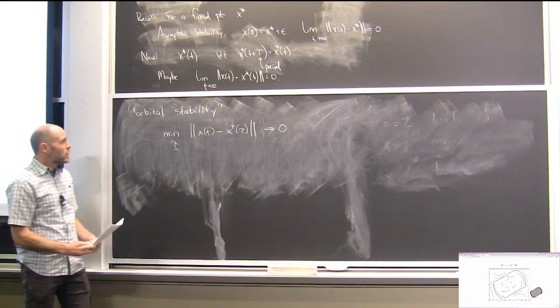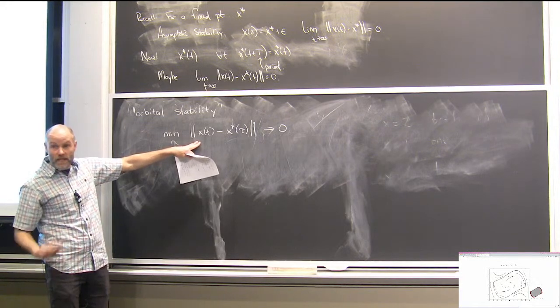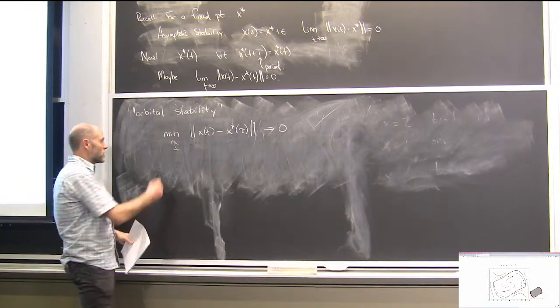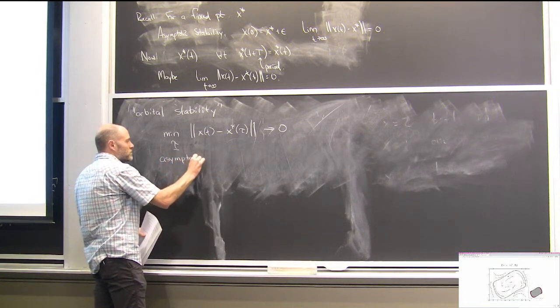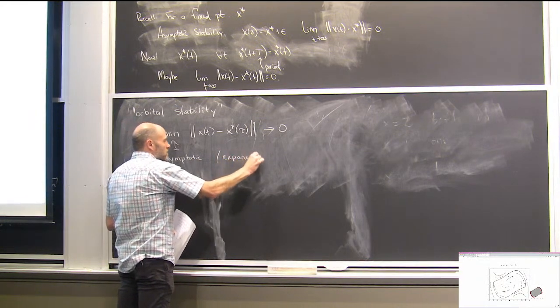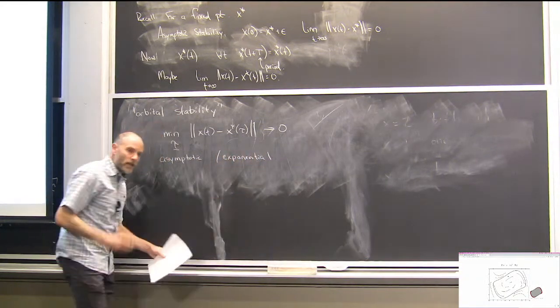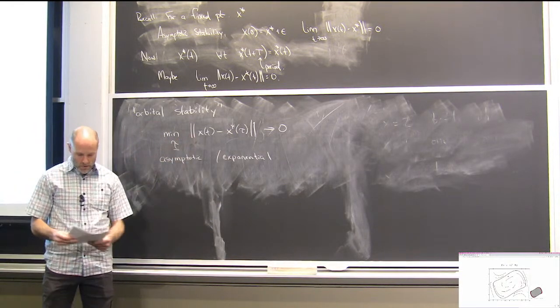Now, you can go asymptotically there. You can go exponentially there. There's asymptotic versions of this, exponential, etc. All the various versions, you can have finite time convergence, all those ideas hold in the orbital stability sense.